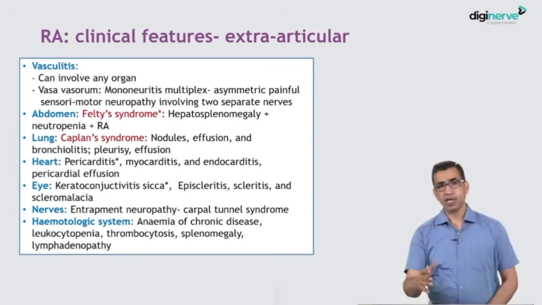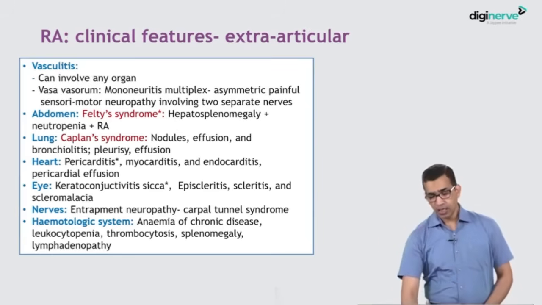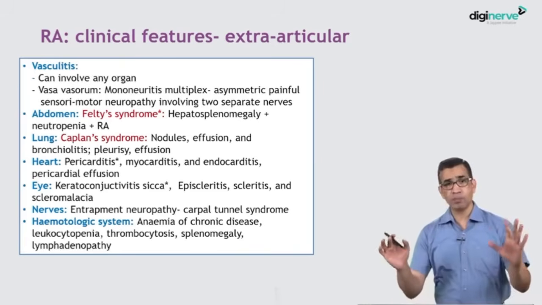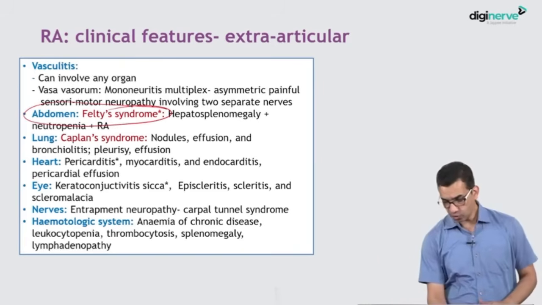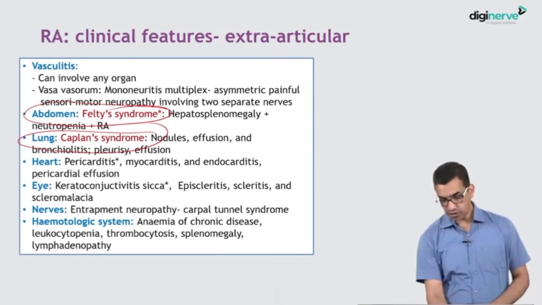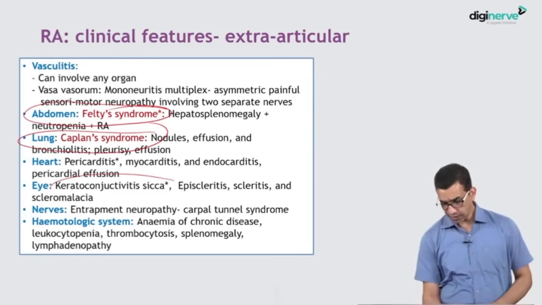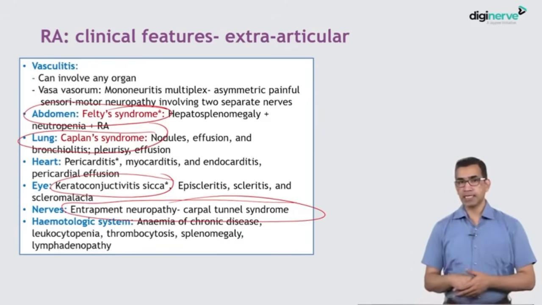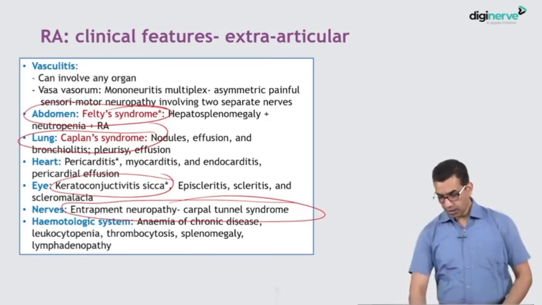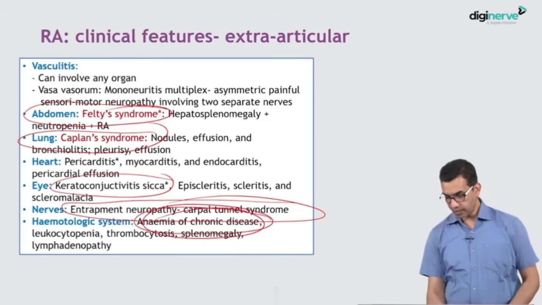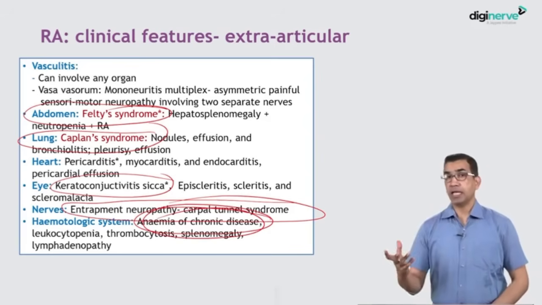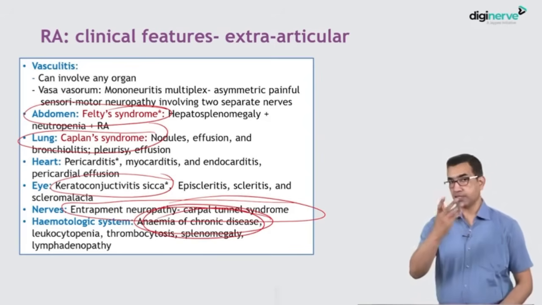This is a list. You have read about it in medicine also. I would hold on for a few places. You can go through this list. There's no place which is not affected. But Felty syndrome is often asked in exams. Kaplan syndrome. And you must not forget keratoconjunctivitis sicca. And in the hand, entrapment neuropathy, especially carpal tunnel syndrome, or in the foot, tarsal tunnel syndrome, can happen. Then not to forget anemia of chronic disease, very, very important. People who have any kind of chronic inflammatory disorder can have anemia of chronic disease, which you would have read in medicine.